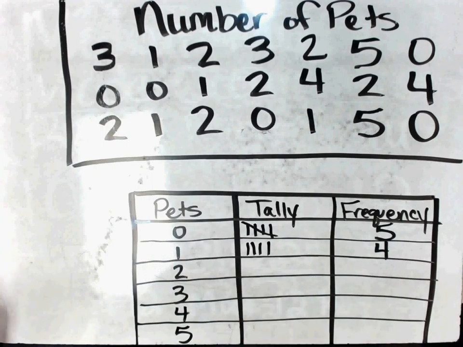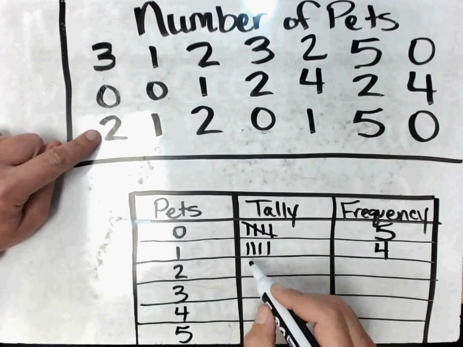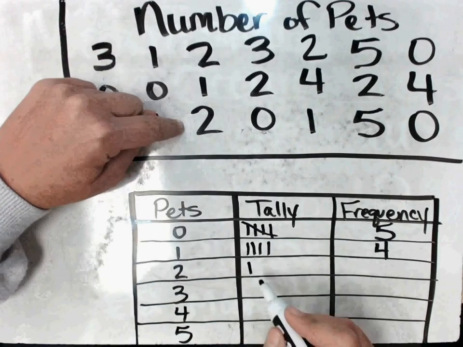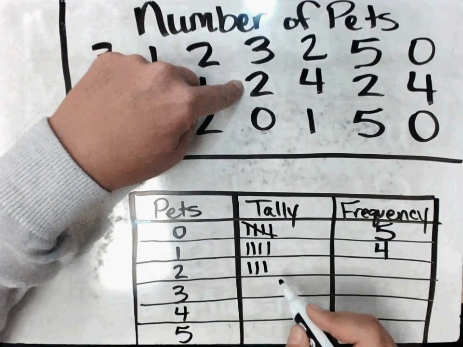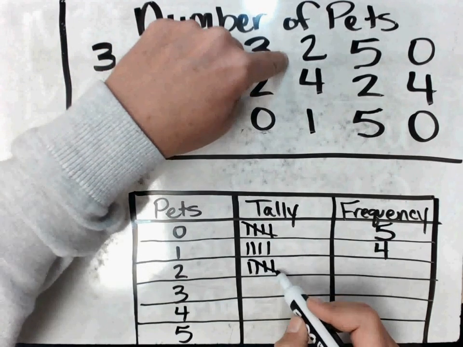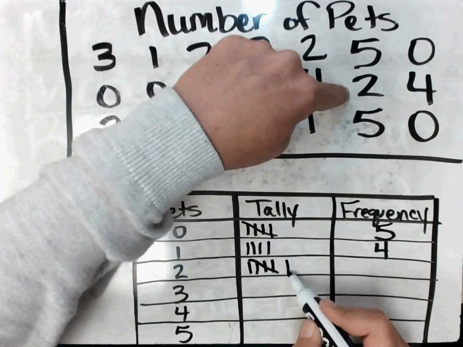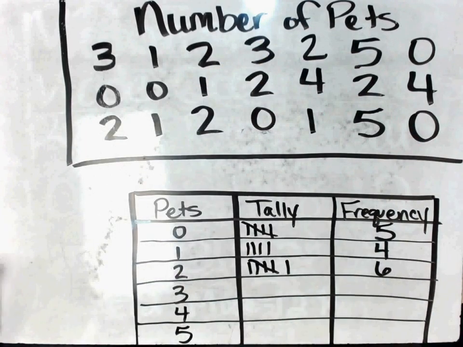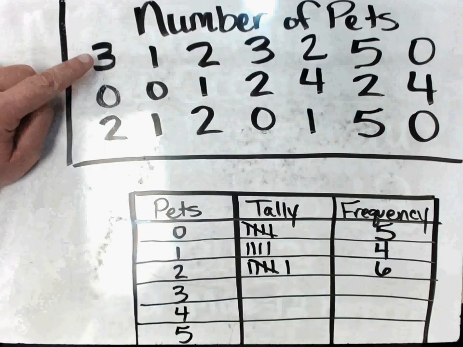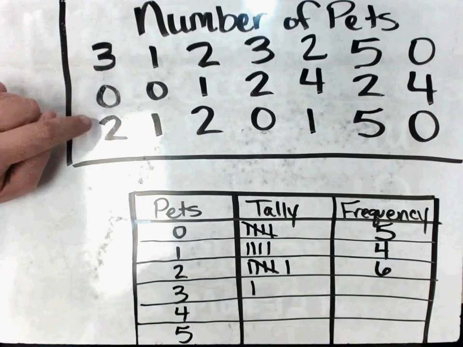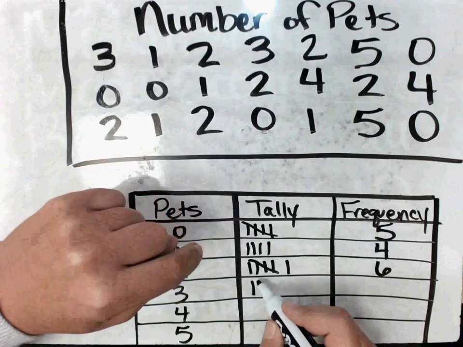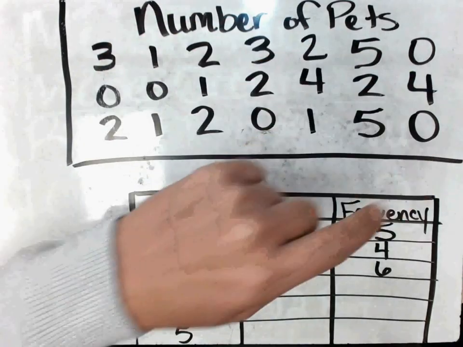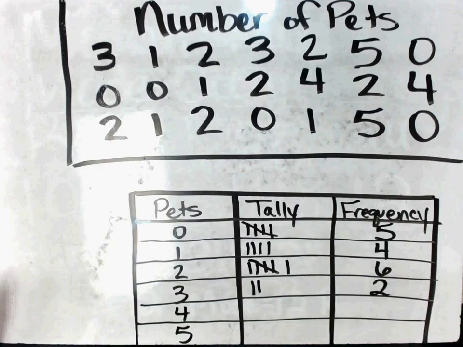Now we'll look at the number that had 2 pets. There was 1, 2 in the first column, none in the second, 2 in the third, 1 in the fourth, 1 in the fifth, 1 in the sixth, and none in the seventh. So altogether it had a frequency of 6. Now we'll look for 3s. We have 1 three in the first column, none in the second, none in the third, 1 in the fourth, none in the fifth, sixth, or seventh. So it just had a frequency of 2.